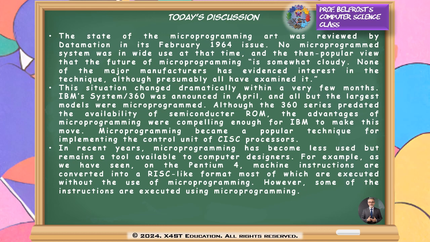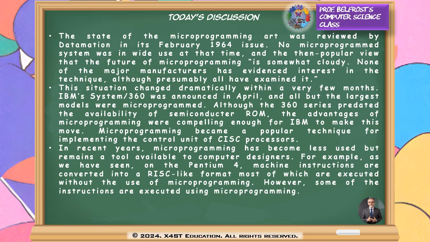But this situation changed dramatically within a very few months when IBM System/360 was announced in April, and all but the largest models were microprogrammed. Although the 360 series predated the availability of semiconductor ROM, the advantages of microprogramming were compelling enough for IBM to make this move. And microprogramming became a popular technique for implementing the control unit of CISC processors. Later we'll have what is called CISC and RISC, and we'll also have an in-depth discussion about this.